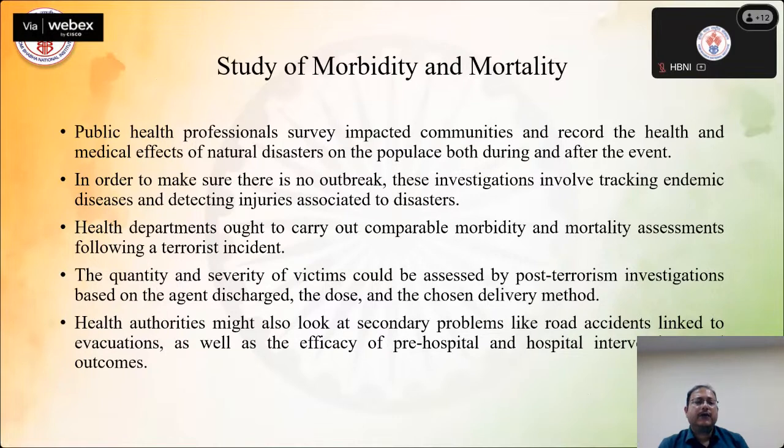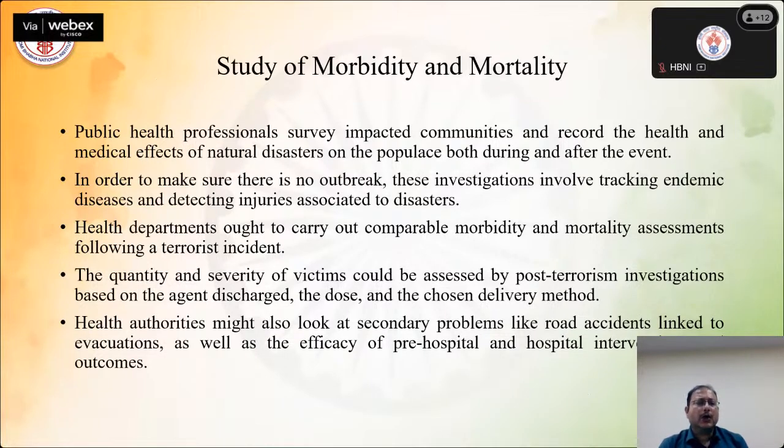The quantity and severity of victims should be assessed by post-terrorism investigation based on the agent discharge, the dose, and the chosen delivery method. As we have seen in the chemical agent part, they can be delivered through a number of modes. And what is the dose, lethal dose or lethal concentration, how the agent was discharged, and all these parameters should be very clearly understood, that what was the spectrum and how it had affected the community. It could go for the investigation mechanism.